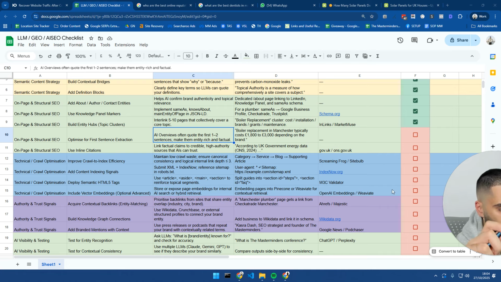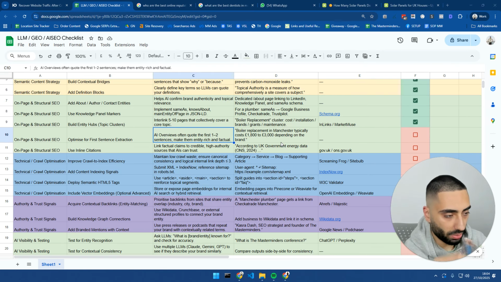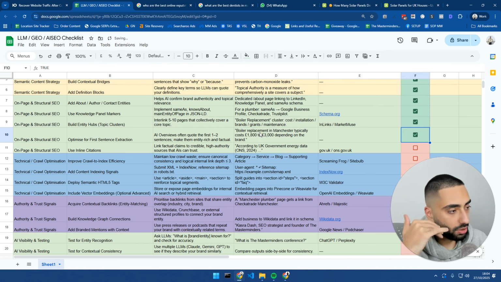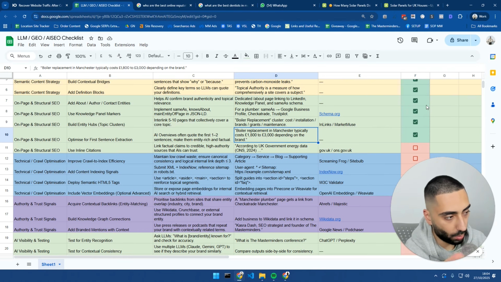Now, one thing that not many people know about is AI overviews tend to quote the first one or two sentences on your actual page. So make certain that they are obviously entity rich. Now, again, we've used an example here where we are talking about boiler replacement in Manchester typically cost £1,800 to £3,000 depending on the actual brand, etc. Right? Now, you want to make certain that obviously if you are going after like an FAQ style question and answer, you're spitting out the answer as quickly as possible.